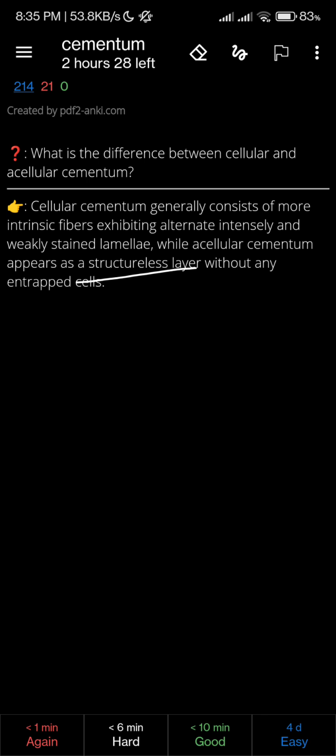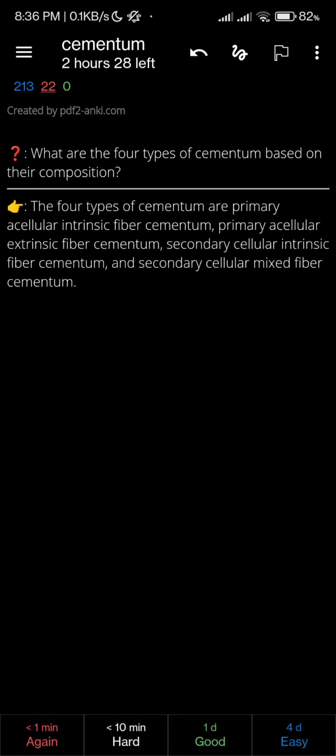exhibiting alternate intensely and weakly stained lamellae.